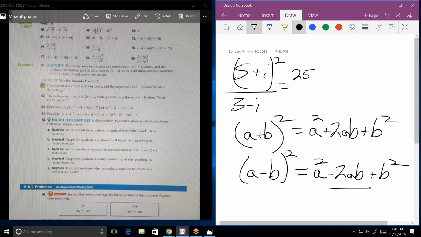So if I'm multiplying 5 plus i times 5 plus i, use this one and give me an answer. 25, that's the a squared part. What's this part going to be? Negative i squared, or i squared? No. It's 2 times a times b. a is 5, b is i.